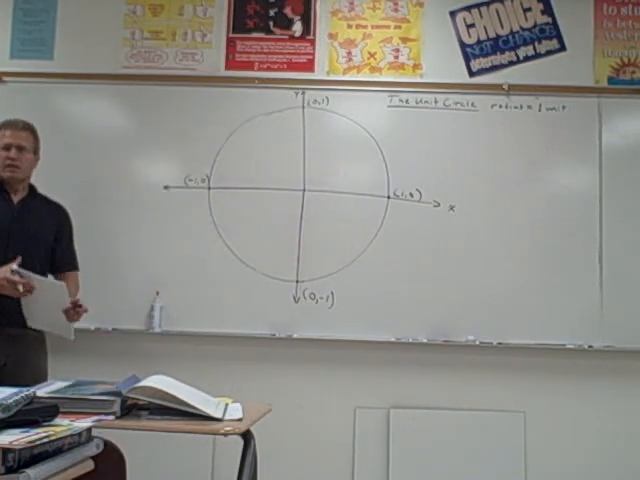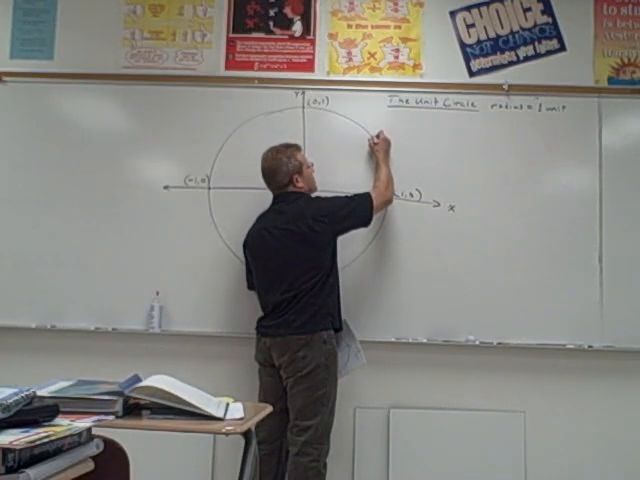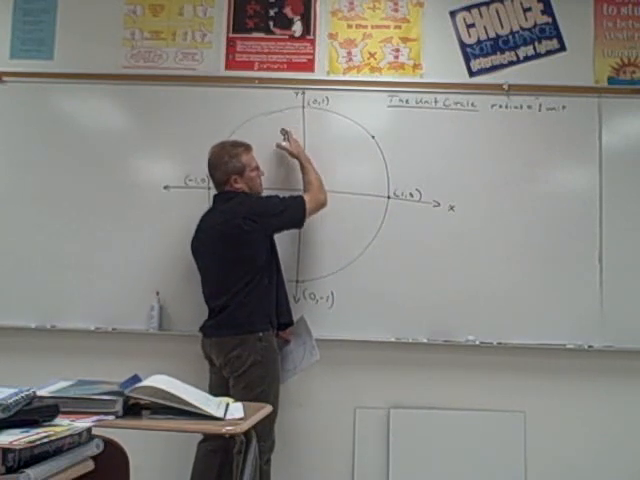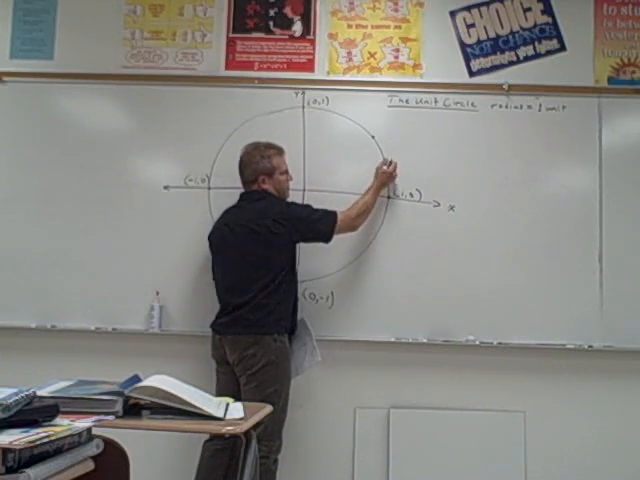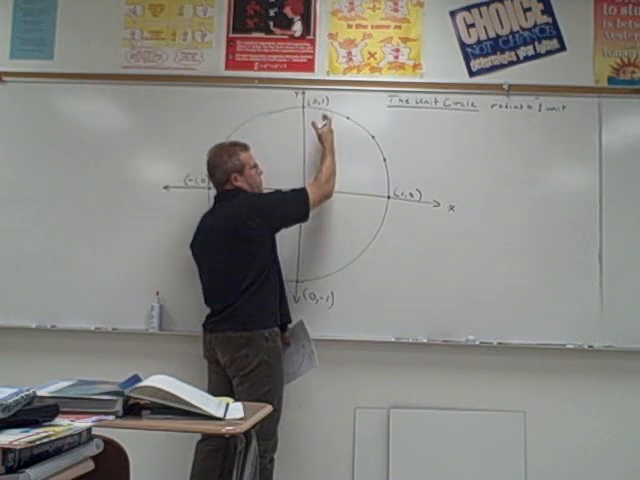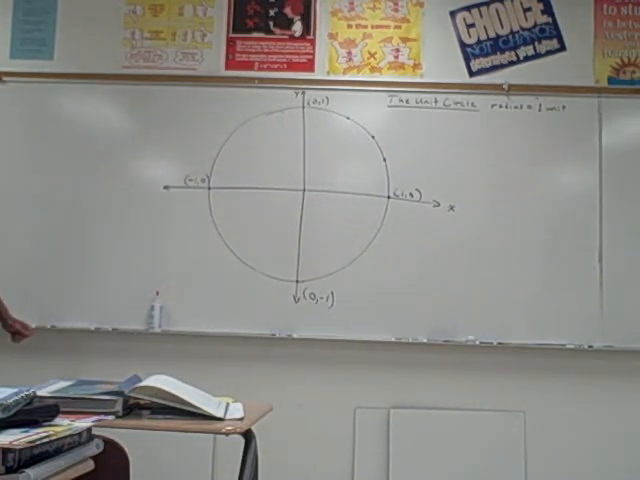All right. Now there's some other key points that you're going to have to be able to find. One point is the point that's halfway, right in the middle of quadrant 1. Another point is a point that's a third of the way up quadrant 1. Another point is 2/3 of the way up quadrant 1. And we're going to talk about something called radian measures.